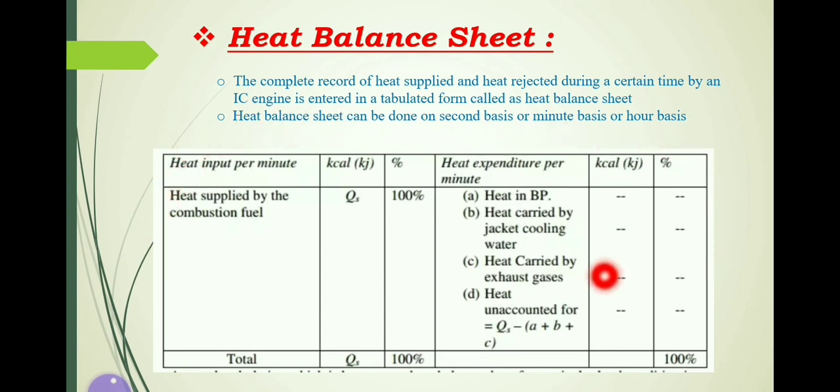In this table we have to show all the power which is going to be generated inside the engine and how this power is going to be distributed up to our last point. That means whatever the first heat input which is generated inside the engine, we have to show at this point, measured in kilocalorie or kilojoule. That is 100% of the power generated. Now we have to discuss how it is going to be distributed.